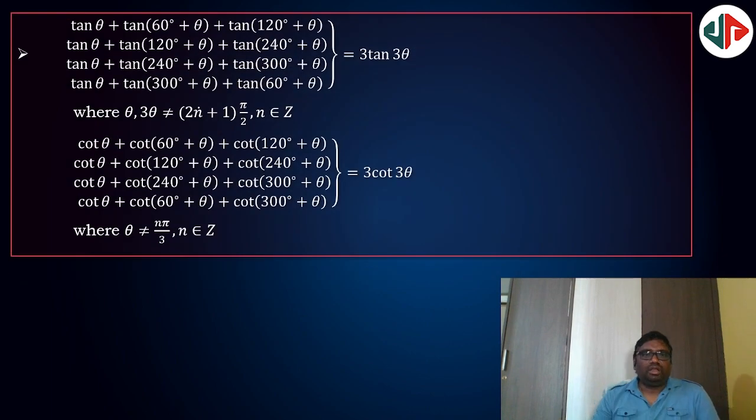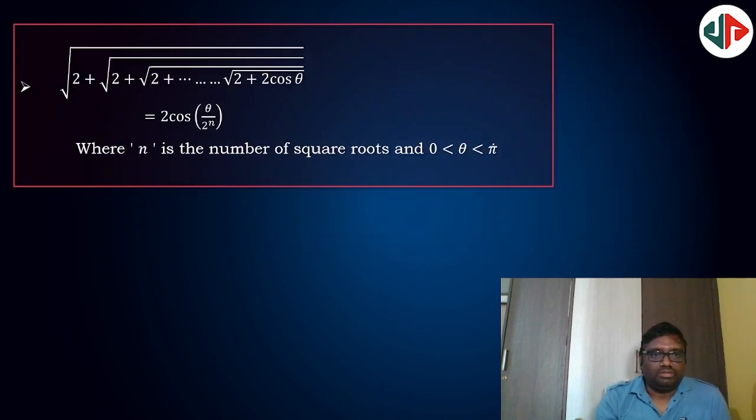Similarly, the second one is tan of theta plus tan of (60 plus theta) plus tan of (120 plus theta) is always equal to 3 times tan of 3 theta. In the same manner, convert tan of (60 plus theta) in terms of sine by cos, and tan of 120 plus theta also in terms of sine by cos, and simplify, we'll get 3 times tan 3 theta. Similarly, cot also.